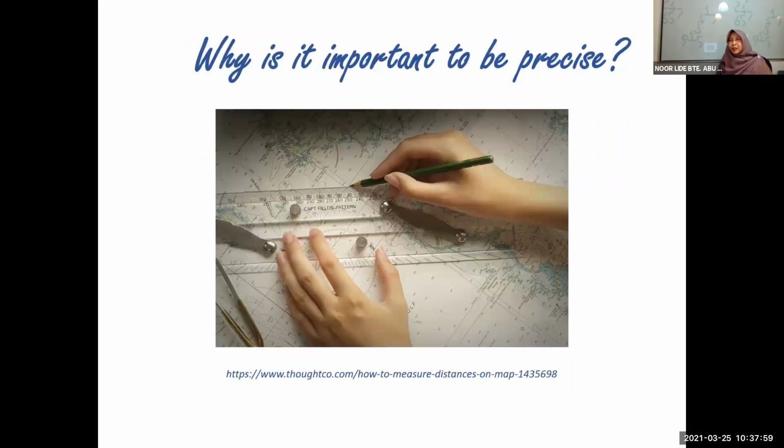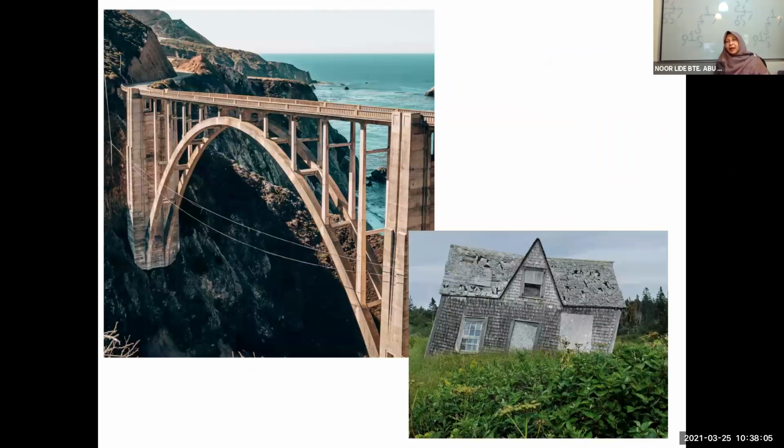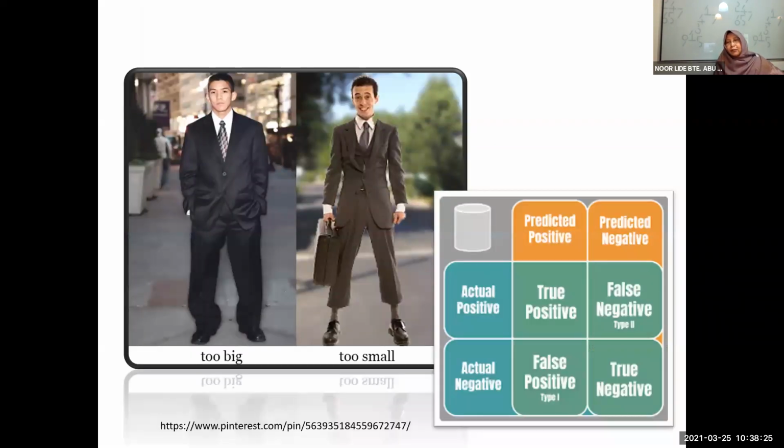So why is it important to be precise? If you're not precise, you may end up going somewhere else, instead of where you want to go. Your house may be lopsided and a bridge cannot stand the way it's supposed to stand so that people can safely cross the bridge. So precision in measurement is very important. And we do not want to make misclassification errors. We do not want to say that the student is a failure when the student is not, and we want to give the student the grade that the student deserves. So we don't want to have false negatives or false positives. This is very important. Okay.